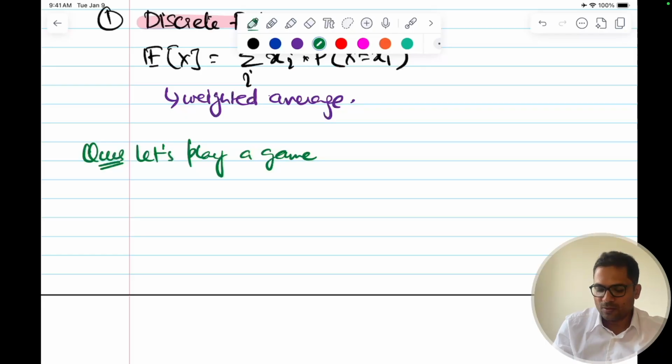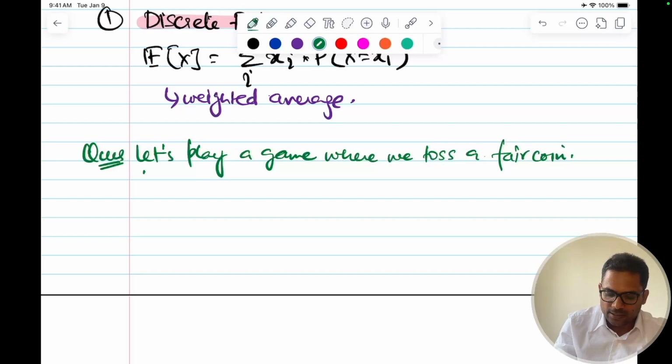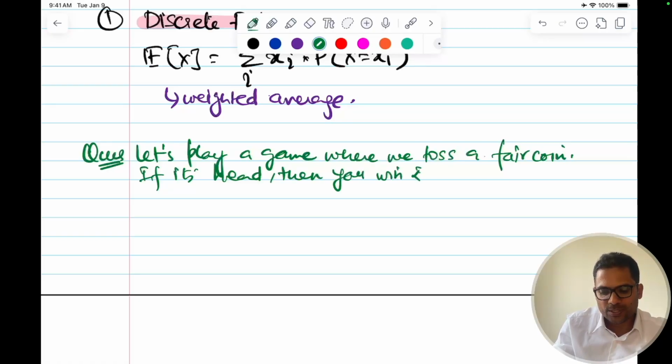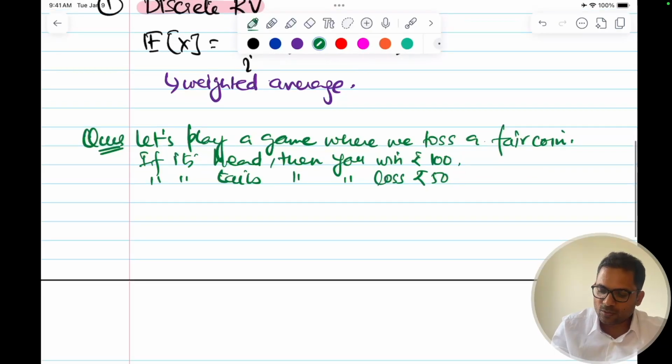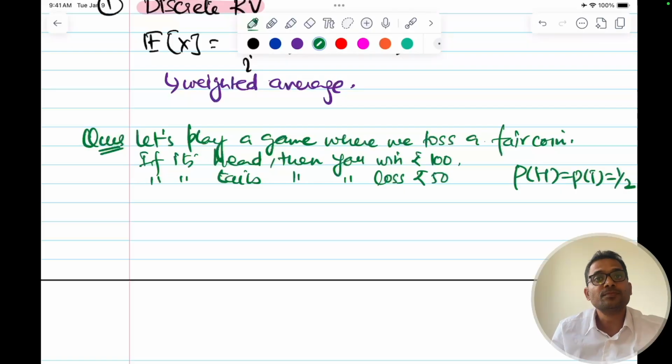Let's play a game where we toss a fair coin. Okay, if it's head, then you win rupees 100, and if it's tails, then you lose rupees 50. And it's a fair coin, so probability of head equal to probability of tail is equal to half.